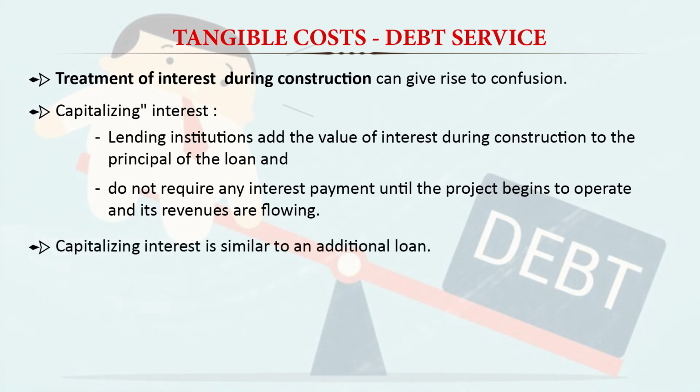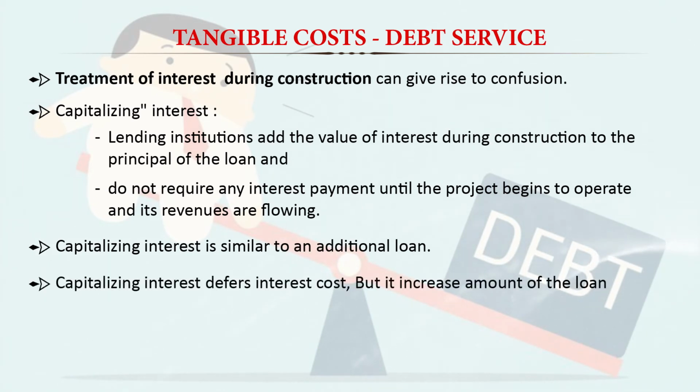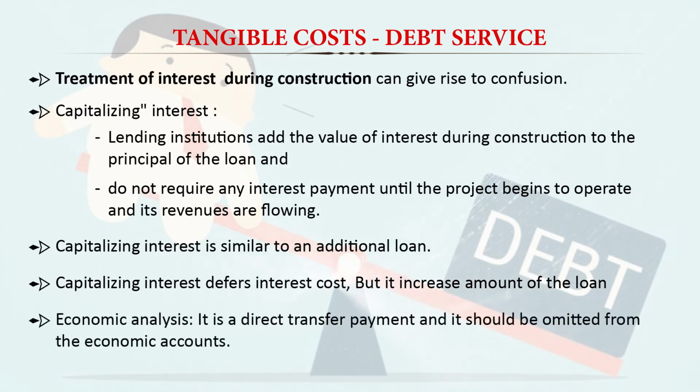So capitalizing interest is similar to an additional loan, and capitalizing differs basically the interest cost. So actually what the banks or lending institutions are doing is deferring the payment of interest cost by converting that interest component into the principal amount of the loan. So basically it increases the amount of the loan, and in case of economic analysis it is a transfer payment, and it should be omitted from the economic accounts.